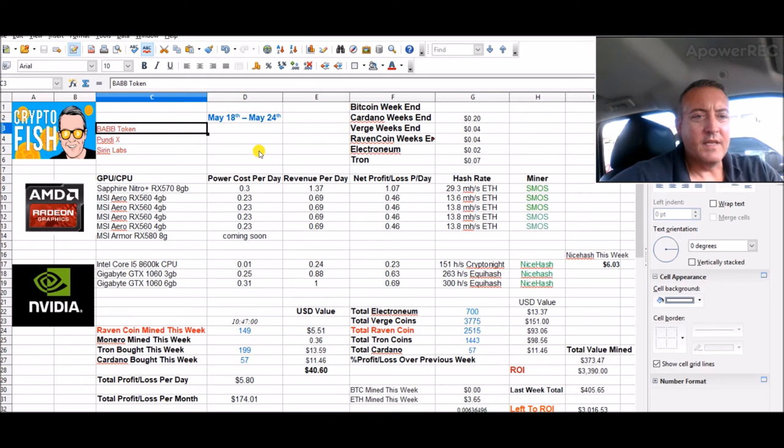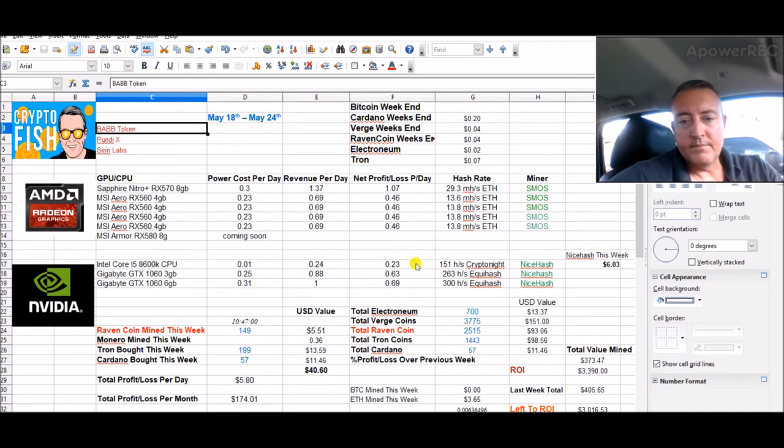Up here, if you see these little graphics, that's just for me to keep an eye on. BAB token, Pundi X token, and Sierra Labs tokens are some things I'm looking into. I may do a video on that tomorrow, just briefly explaining those. BAB token and Pundi X are really cheap right now, like less than a penny, but they've got some potential to go up pretty high, so I may be picking up some of those as well.